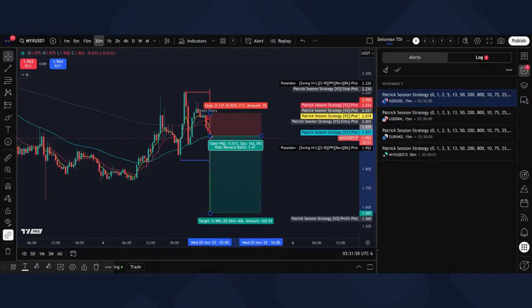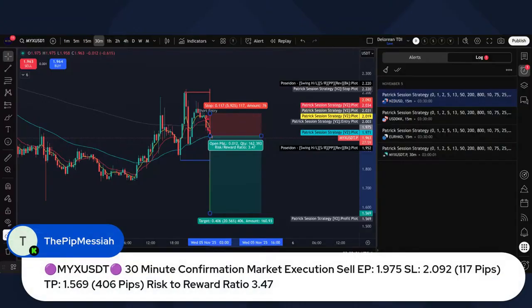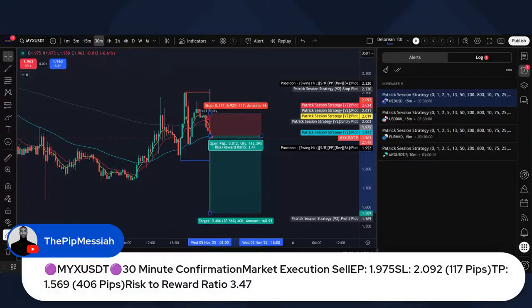All right, here's your next call. MYX versus Tether, 30-minute sell. Entry price is 1.975. Stop loss is 2.092 for 117 pips. Take profit is 1.569 for 406 pips. And a risk reward ratio of 3.47.